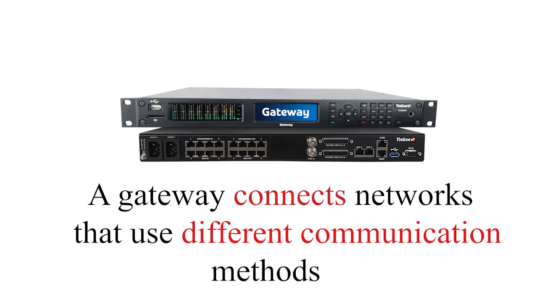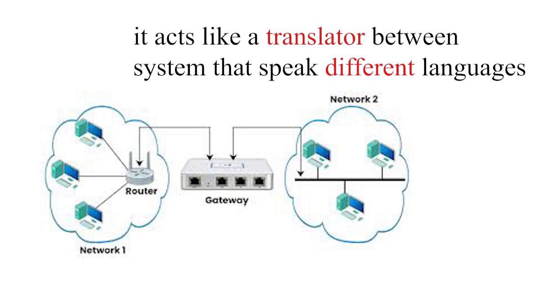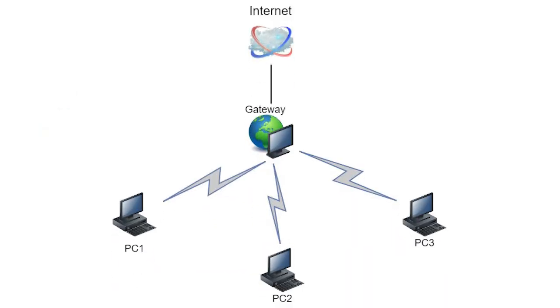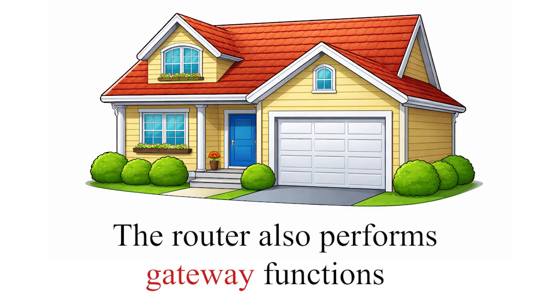Gateway. A gateway connects networks that use different communication methods. It acts like a translator between systems that speak different languages. For example, when your local network communicates with the internet, the gateway ensures the data is formatted correctly for both sides. In many home setups, the router also performs gateway functions.